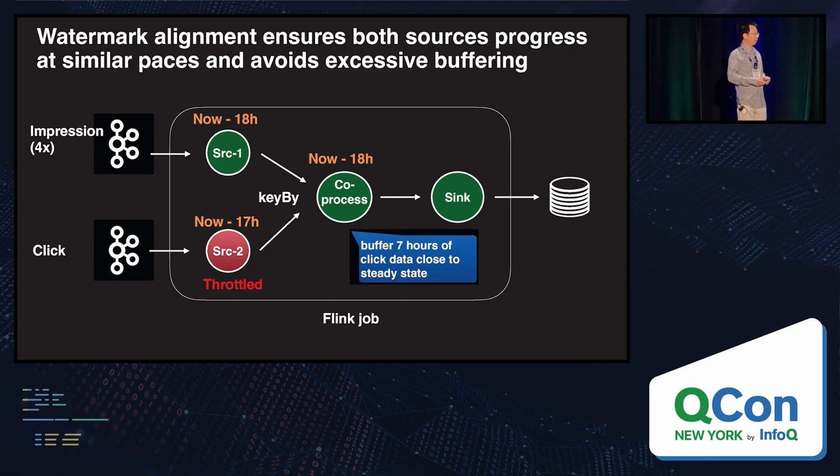That's why Flink introduced this watermark alignment strategy in the source. It basically tries to ensure that both sources progress at a similar pace. Source 2 will stop reading from Kafka when its local watermark is too far ahead compared to the global watermark. This is the alignment part. This avoids excessive data buffering in the downstream stateful operator. For example, in this case, if we allow 1 hour of maximum watermark drift, then the co-process function only needs to buffer 7 hours of click data, which is very close to the steady state.